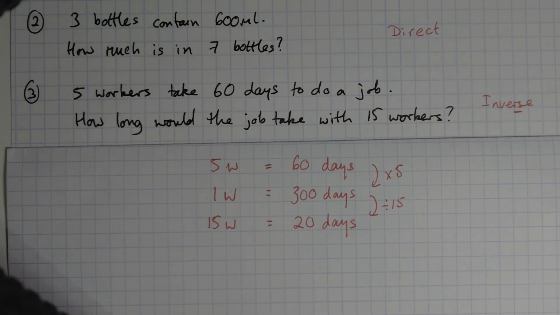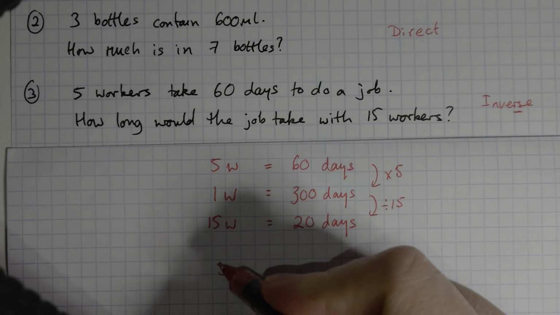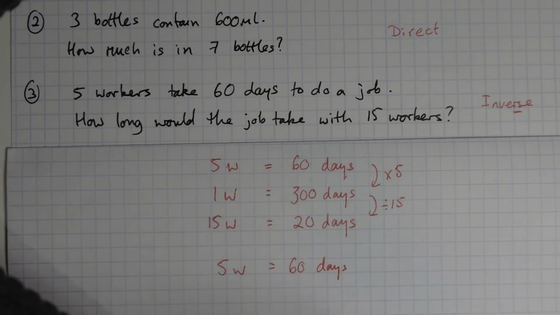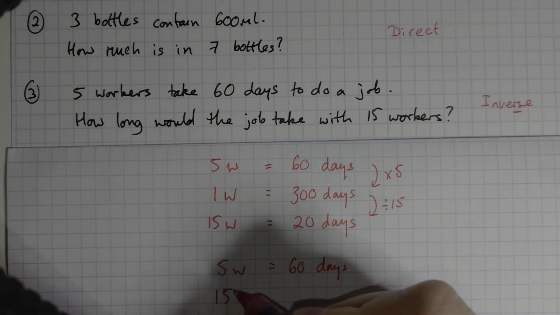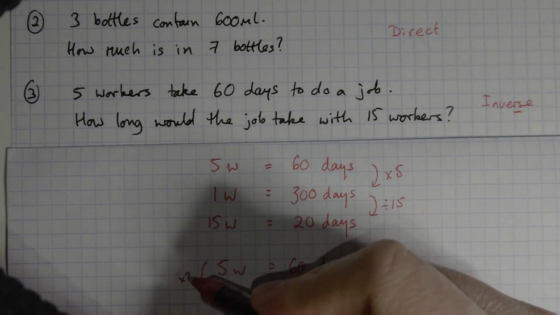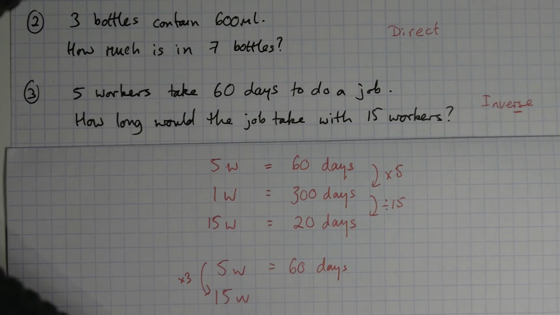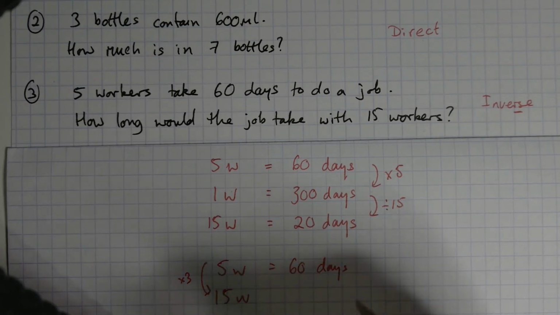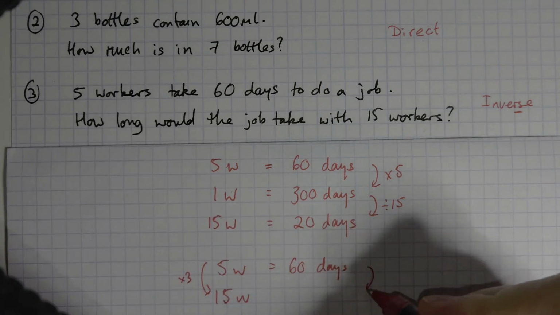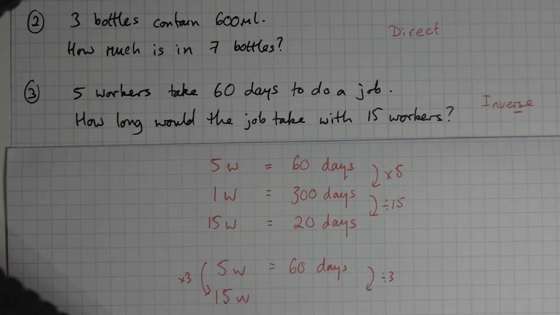In this question, there was a shortcut. If I just reset to the opening line again, 5 workers, 60 days, you might have noticed that to get from 5 to 15 workers, I've multiplied the workforce by 3. That's 3 times as many workers, but this is an inverse situation where more workers will take you less time. So if you notice that to get from 5 to 15 we times by 3, I can just divide this one by 3 directly.